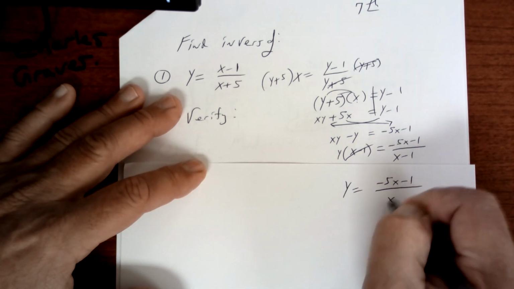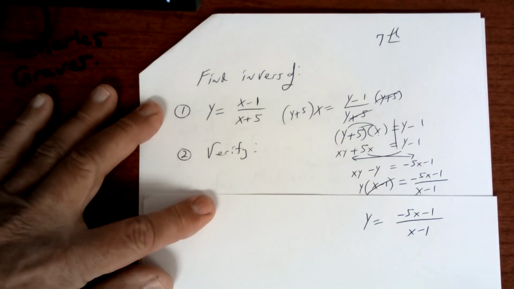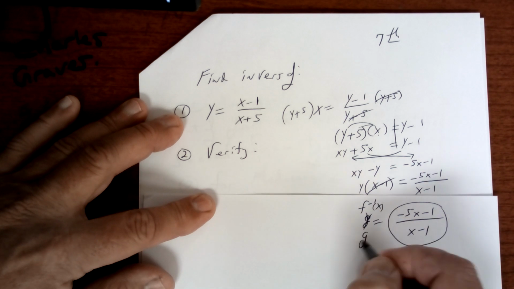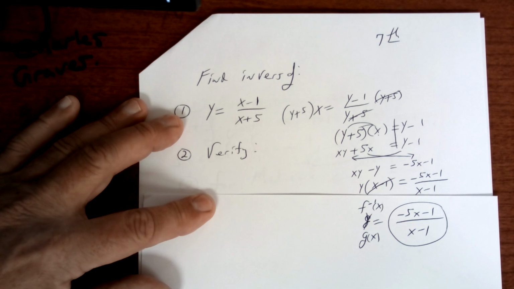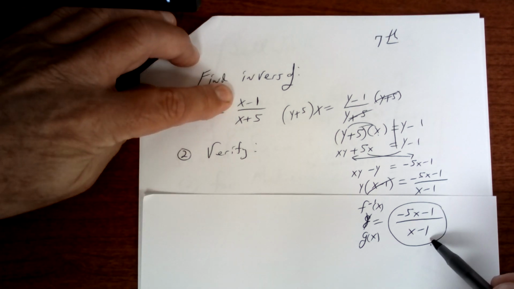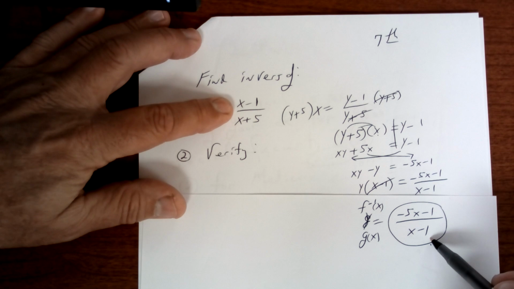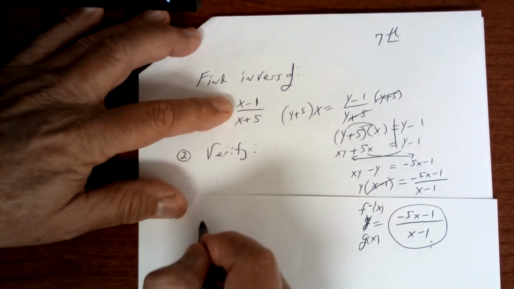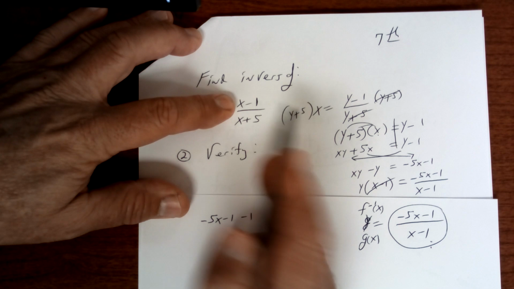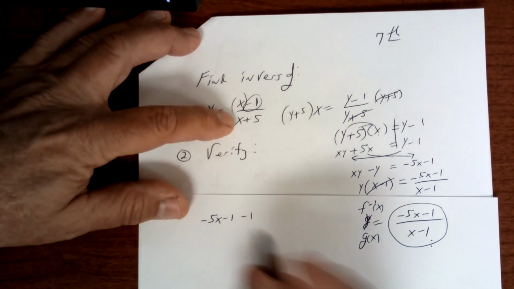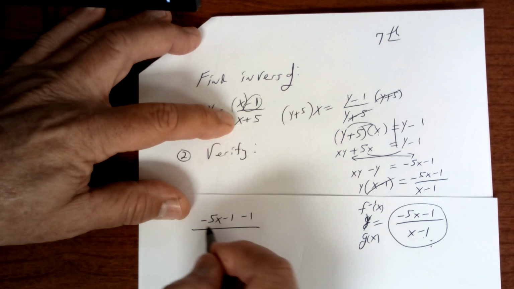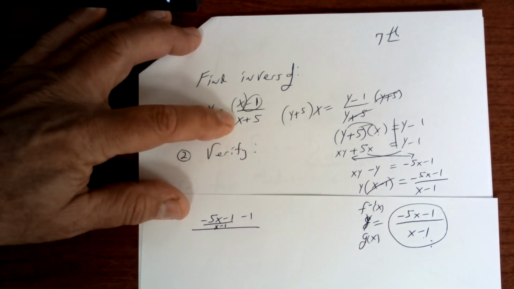Now the next one says verify. To verify that this is truly the inverse, we want to put it as the inverse. Sometimes they call it g of x as the inverse, not f of x. So g of x is equal to this. To verify it, you substitute this in place of the x up here, and put the two together. So you have negative 5x minus 1 in place of that, and then minus 1, which is this one. And then here you have over, and actually we have to put this over x minus 1. Okay, that's better. It's a little small, but that's the way it is.